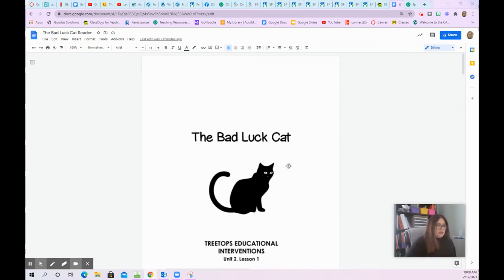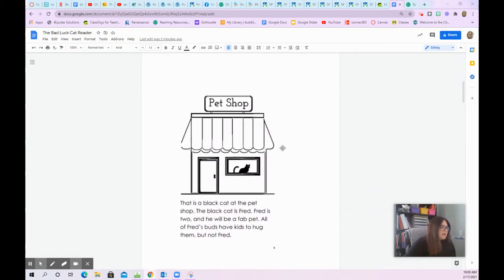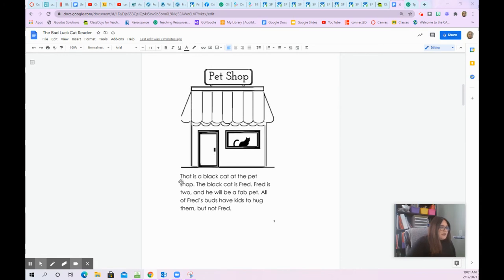For example, if I put the letters TR together, it says tr. If I put the letters SM together, it says sm. Okay, so we're gonna be going through these. Let's read it together one time.